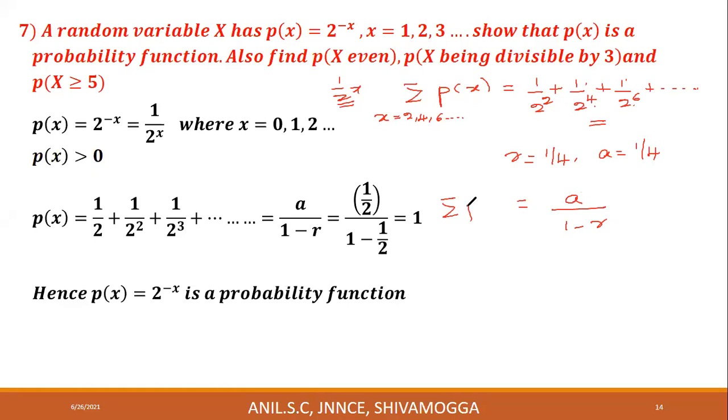Summation P of x, where x takes values 2, 4, 6, etc., is equal to a divided by 1 minus r. A is 1 by 4, divided by 1 minus r. R is again 1 by 4. Therefore, this is equal to 1 by 4 divided by 1 minus 1 by 4, which is 3 by 4. Cancel this 4 with this 4, we get 1 by 3. This is the probability when x is even.